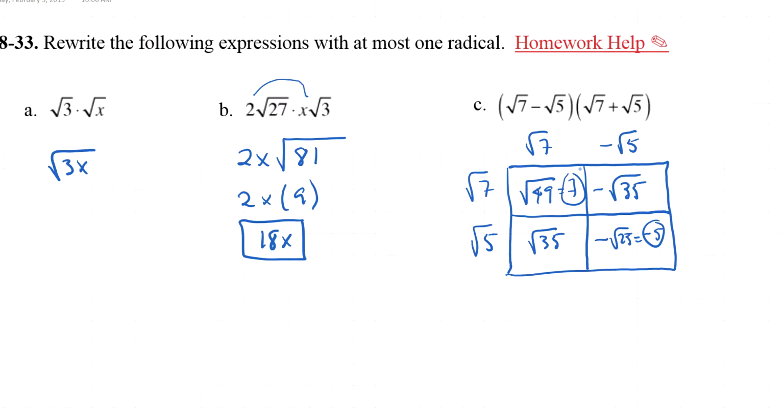Alright, so now at this point, once we have it in our area model, we just combine like terms, right? So if you have negative square root 35 and positive square root 35, these cancel. And then 7 minus 5 equals what? 2. So this simplifies to 2, which you wouldn't expect. But if you notice, these are a difference of two squares. So when you have the difference of two squares, usually they simplify quite a bit.